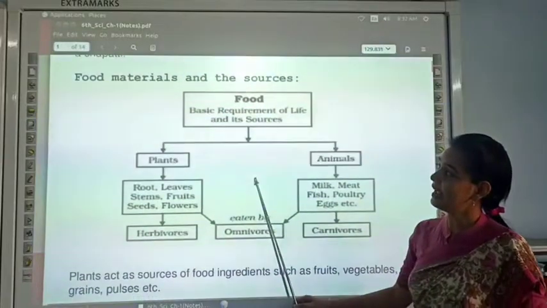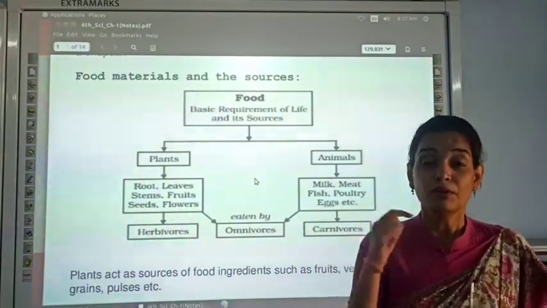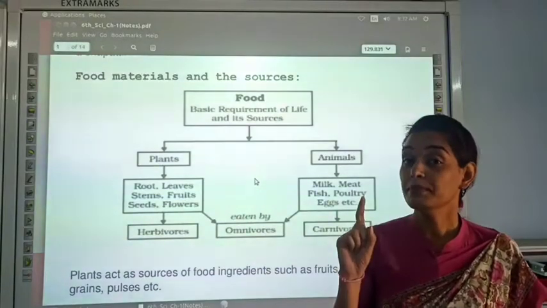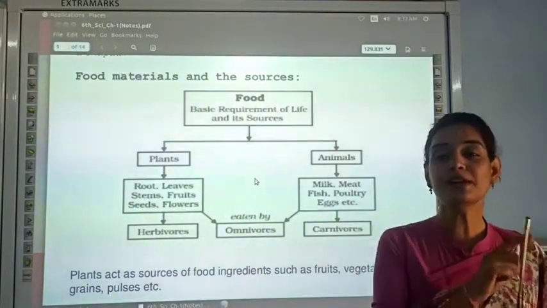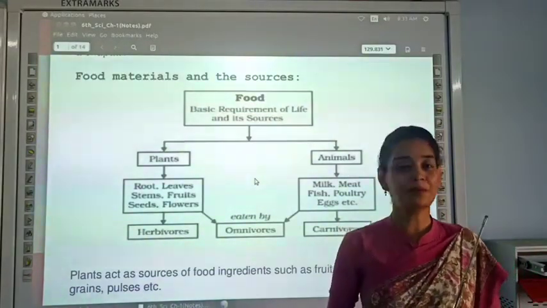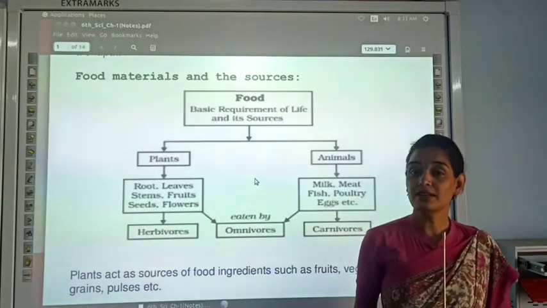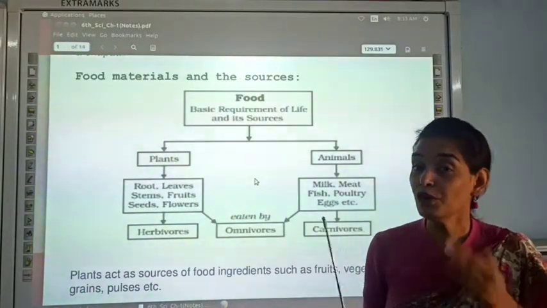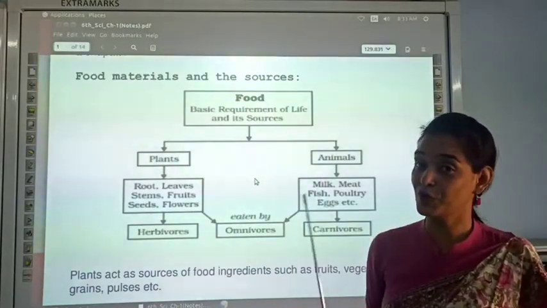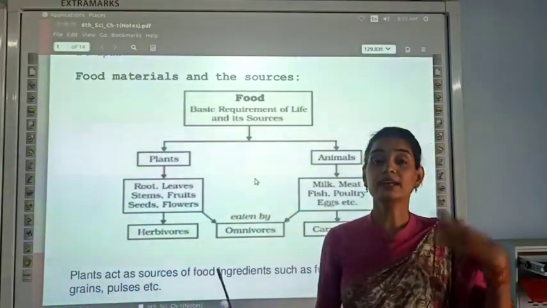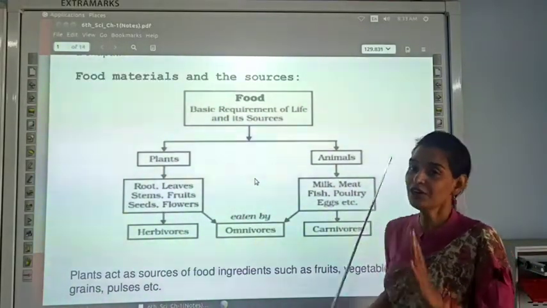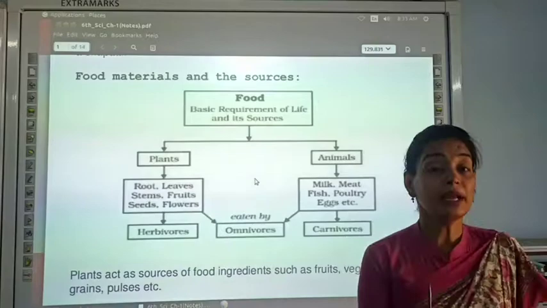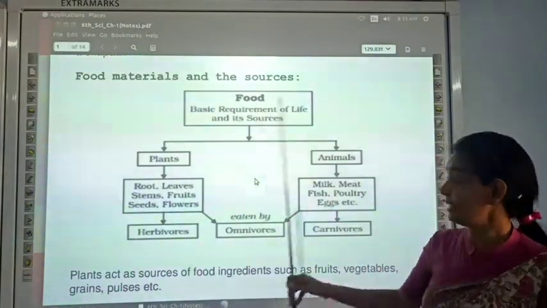So, food material and their sources. We human beings and most of the animals can't prepare their food. Only the green plants, which have chlorophyll in them, can prepare their own food by the process of photosynthesis. But animals and some kinds of plants cannot prepare their food. So we all depend for our food on others. The main source of food is the plant, and the other is the animal. Directly or indirectly, we totally depend on the plant, because animals also depend on the plant somewhere.